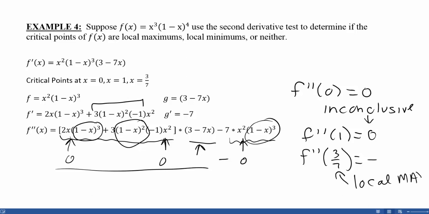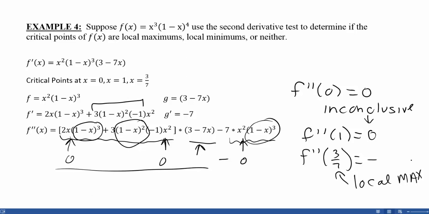So this type of problem, it's not really ideal to use the second derivative test. There are better tests that are easier to work with to determine if your critical points are local maximums or minimums, but it can be done. Although it didn't give us all the information that we needed. We were only able to really classify one point, but it's still better than nothing. So let's look at another situation.